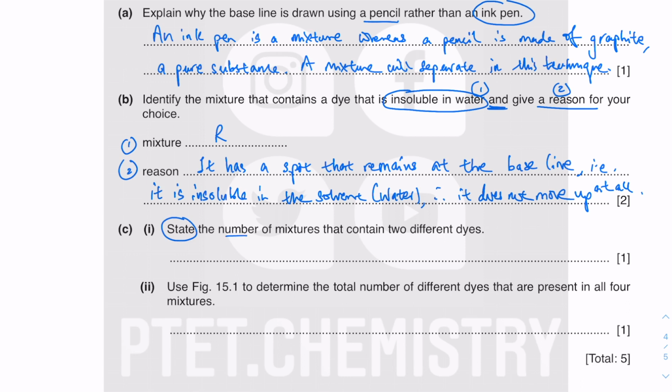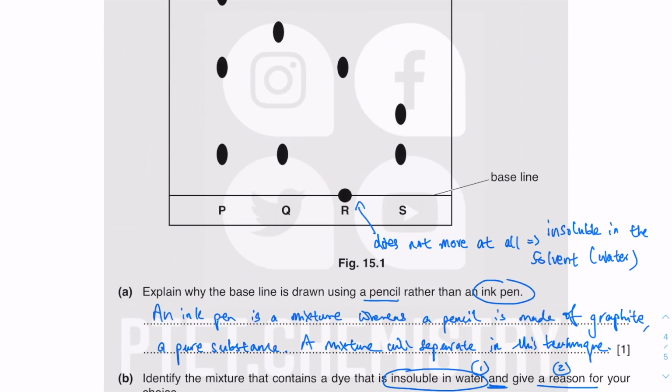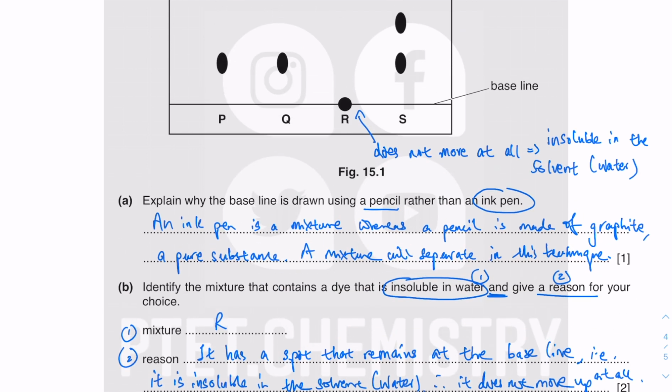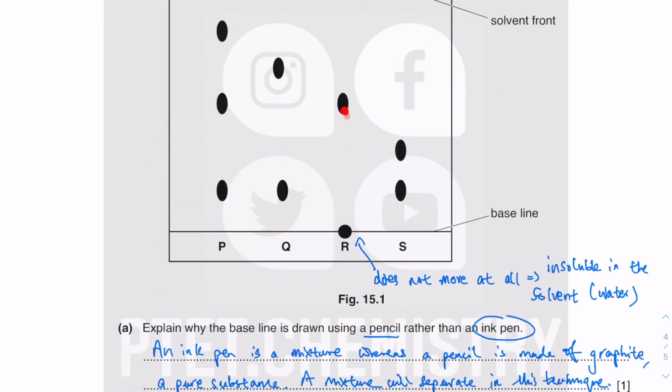State the number of mixtures that contain two different dyes. So be very careful. You're looking for something that will separate into two different spots. It's actually difficult to say it contains two different dyes here, because R contains a dye that is insoluble in water. So this is 1 and this is 2. So there are two components here: a dye that is insoluble and this one that is soluble in water. So this one moved. So this is 2 components. This is also 2 components. This is also 2 components. This has 3 components. So in terms of 2 components, we're looking at Q, R, and S.